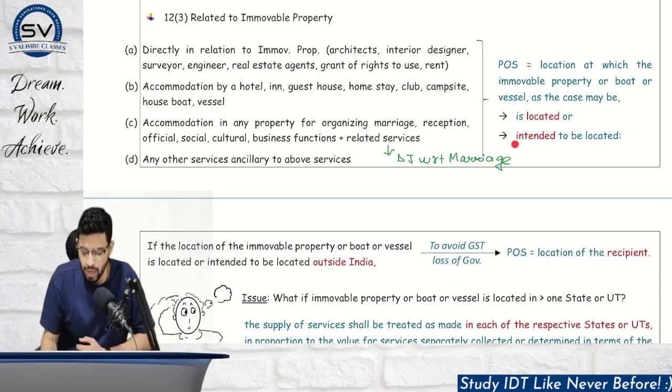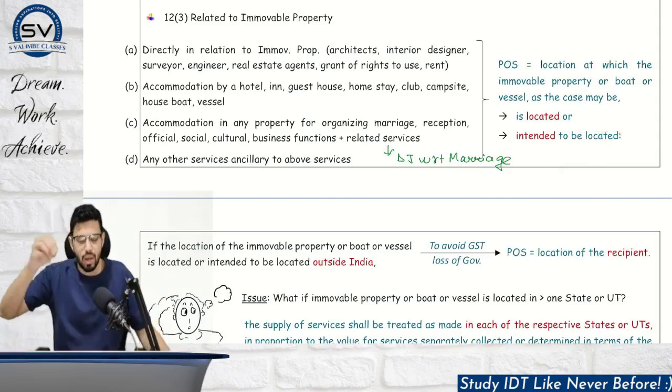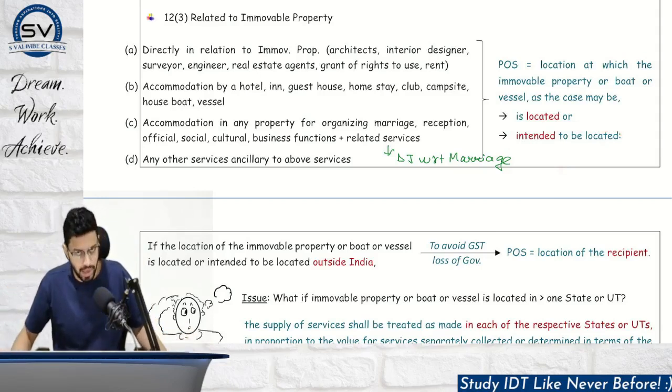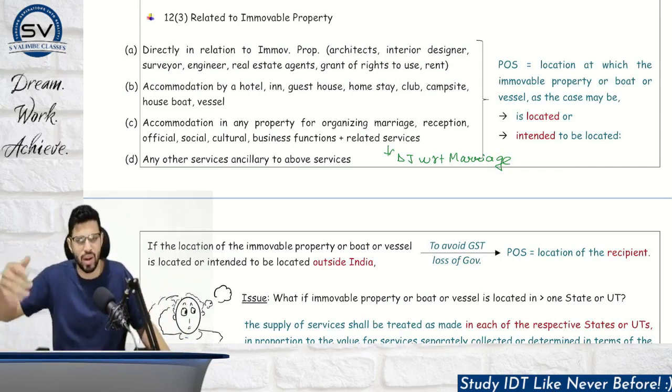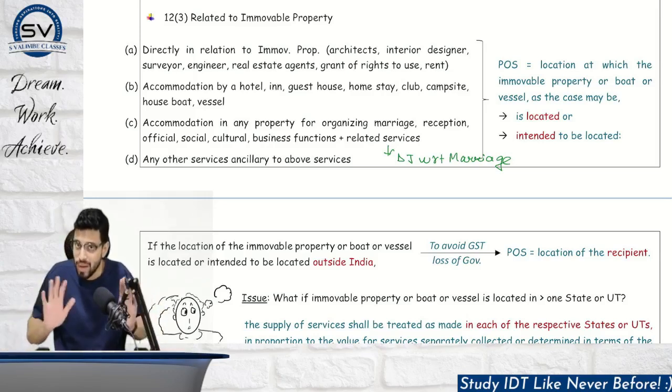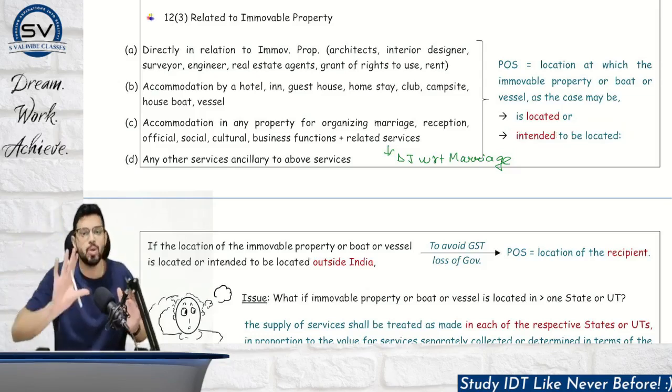Now, you may have a query: what do you mean by intended to be located? Let's take a simple example. If a person is hired for designing a plan, he's an architect, for a property which is not yet established, but it is planned to be established in Gurgaon sector number 24, or whatever location you like. Currently that property is not located there because it is in the contemplation stage, as we are going to design it and then build it. So in this case, for the architect's service, the place of supply will be the location where the property is intended to be located, because in future it is going to be located there.